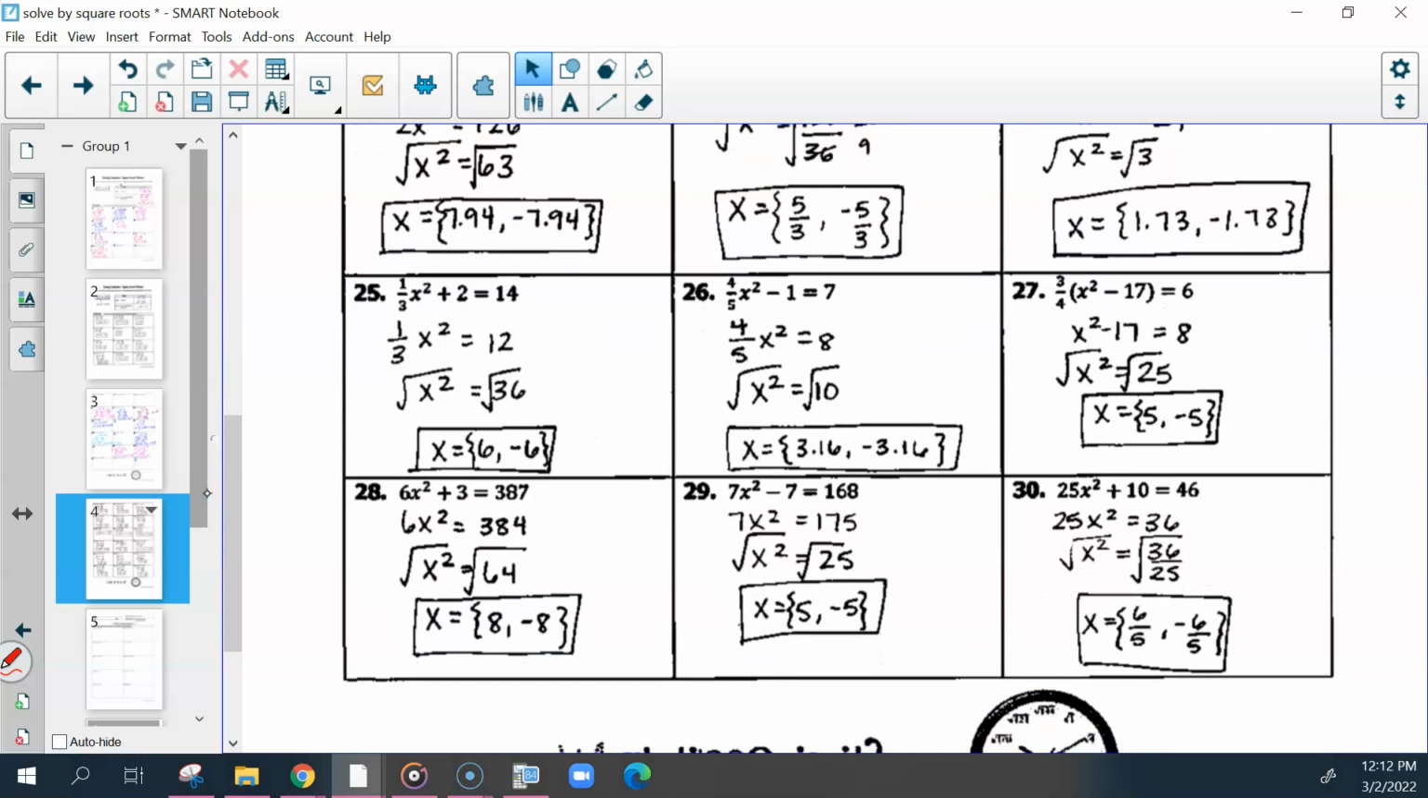25 was negative 6 and 6. 28 was negative 8 and 8. And 30 was negative 6 over 5 and positive 6 over 5.